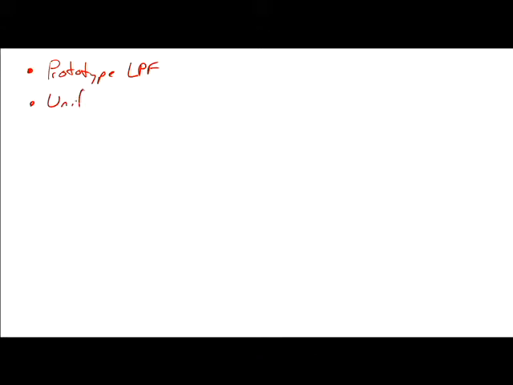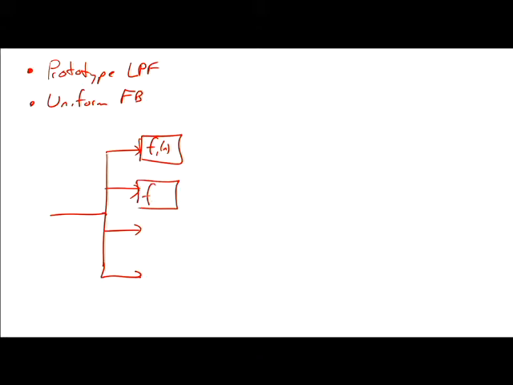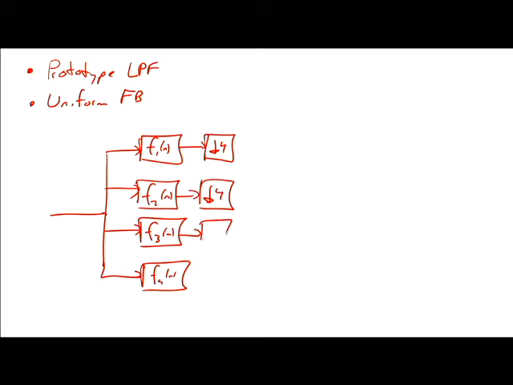And it's a uniform filter bank. So what it will do is, let's say we look at analysis only. Suppose you have four. You have F1 of n, F2 of n, F3 of n, F4 of n. And then you downsample by four. Okay? So what we've got is we have this. And we ask ourselves, is there a better way? Because notice, we have these analysis filters.